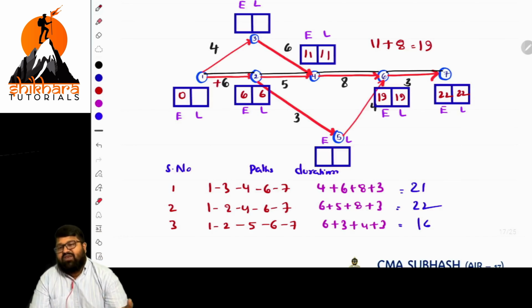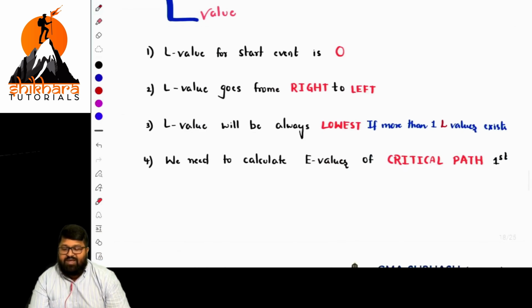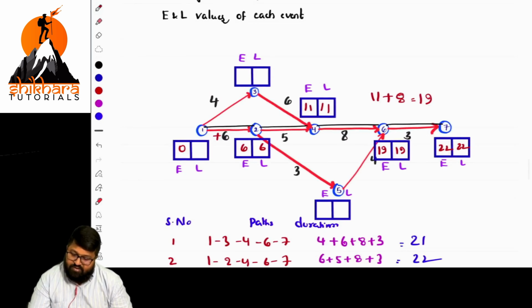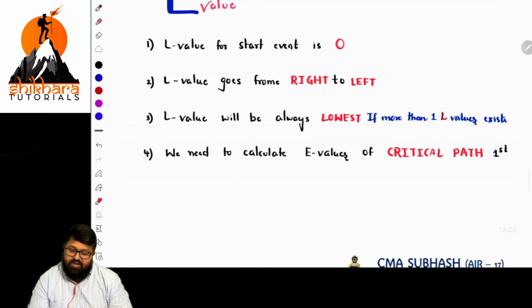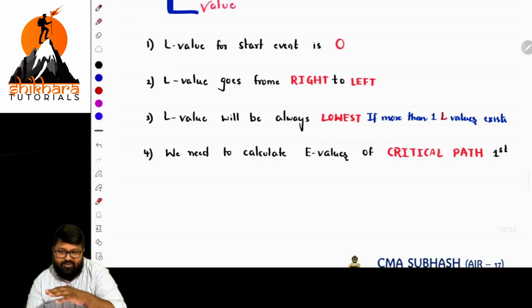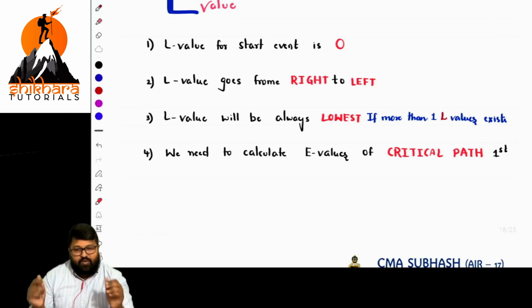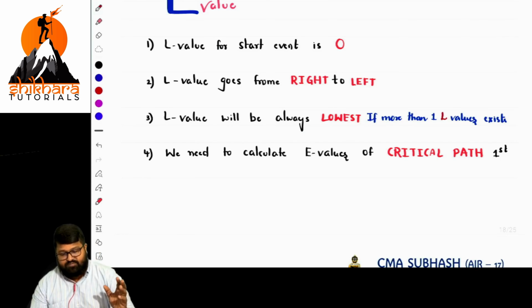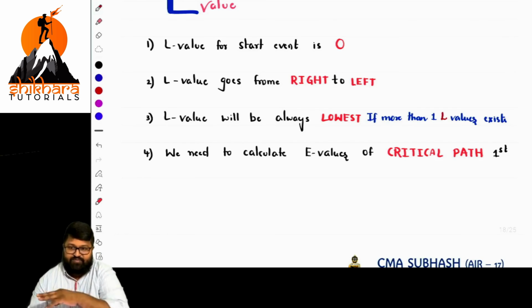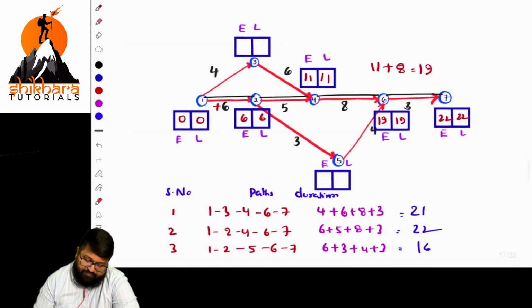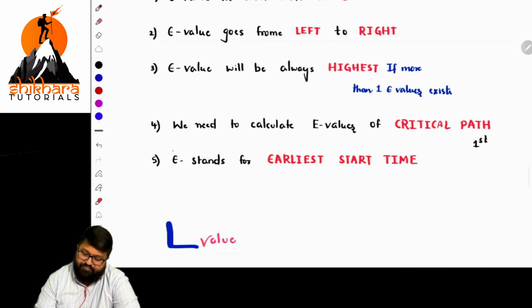Okay, sir, for the L value, what are the basic fundamental rules here? The L value of a starting event is 0. For sure 0, sir, I'll mention 0, so no issues. And where does the L value start from? It goes from right to left, quite opposite to the E value. E value starts from left to right, and L value starts from right to left, in the reverse direction. So basically at the end, that will be the project duration.